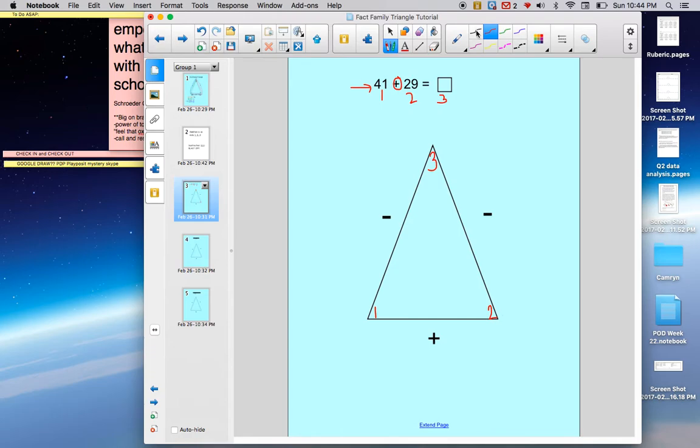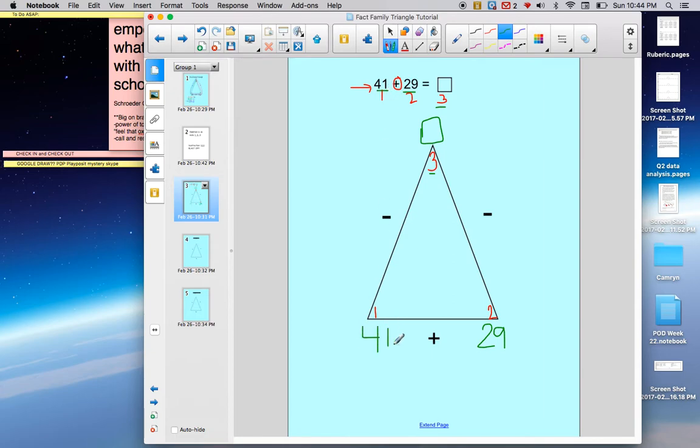So now all I have to do is see, here's the number 3. It lines up with this number 3. So what's on top of the number 3? It's a box. What's on top of the number 2? 29. What's on top of the number 1? 41.